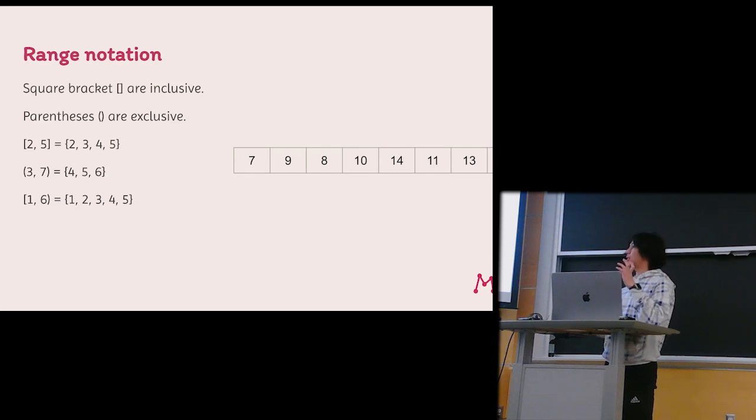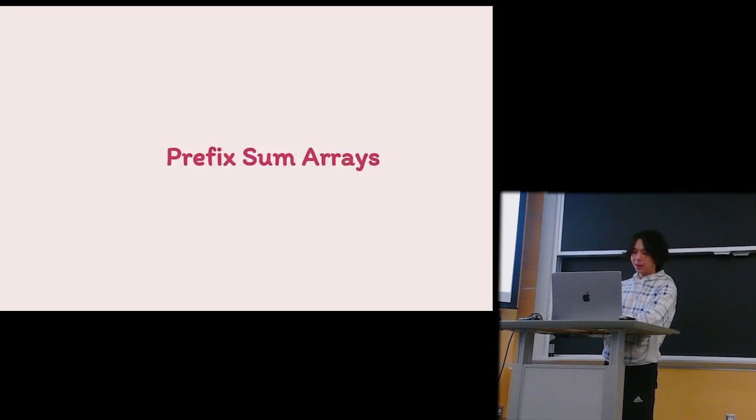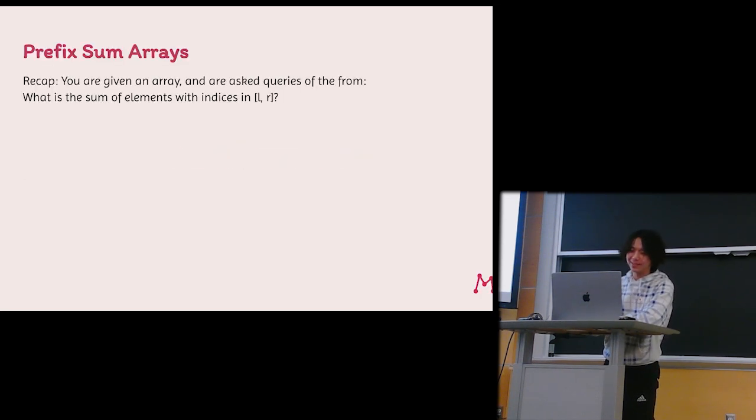You can also mix and match them, like [1, 6). You exclude 6 but include 1: 1, 2, 3, 4, 5. Finally, the actual prefix sums.